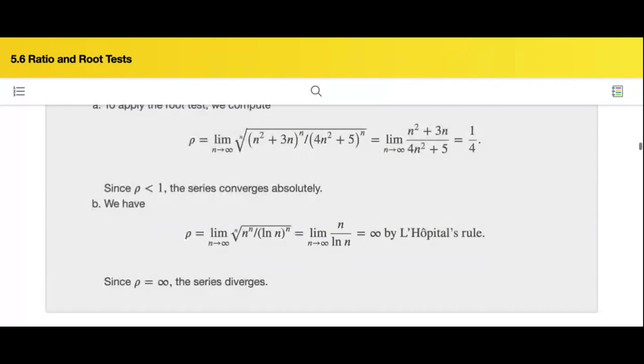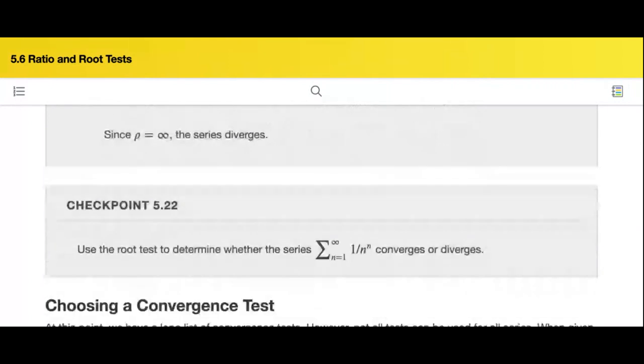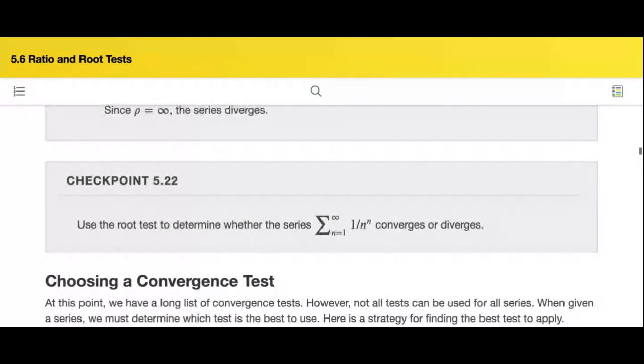All right, so now let's go to 5.22. Use root test to determine whether the series 1 over n raised by n converges or diverges. Okay, everyone try this, please. And some of you, please try to participate.